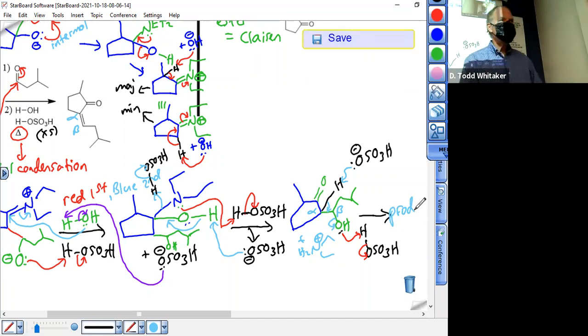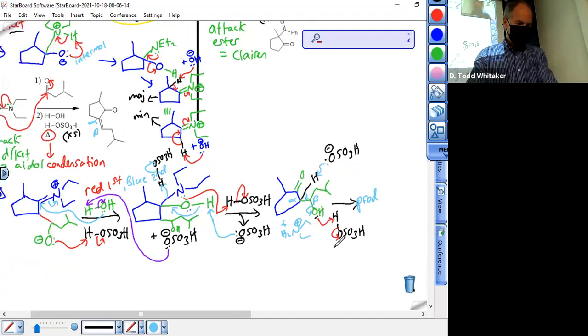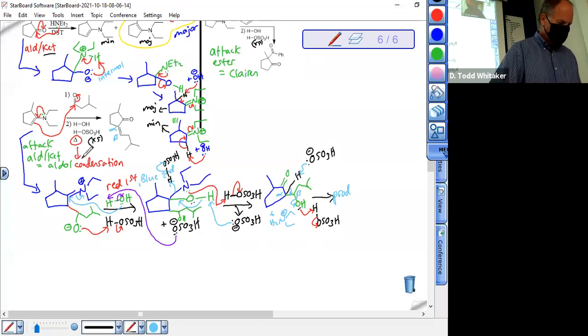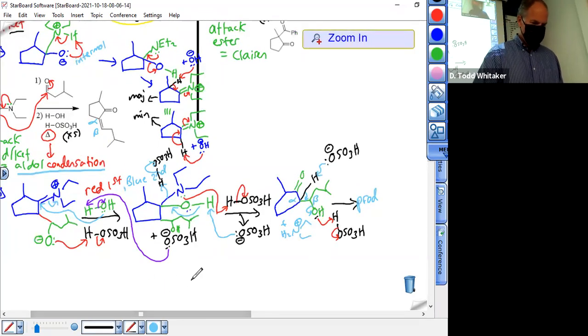Oh yeah. So we just did a directed Aldol condensation. Aldol condensation. Right there. And Claisen's going to be up top. We'll see how that goes.